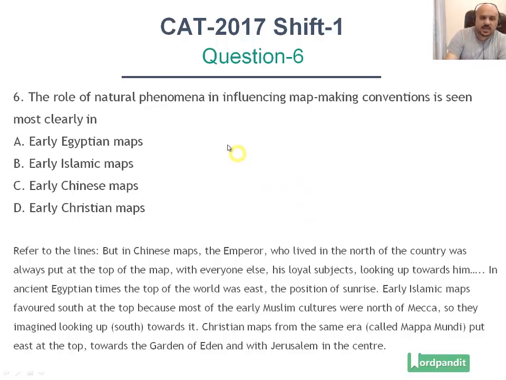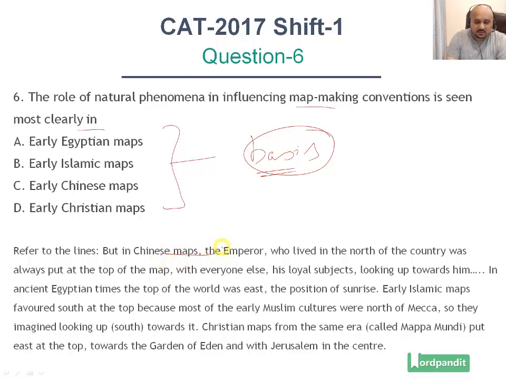In this video we have the question: the role of natural phenomena in influencing map making conventions is seen most clearly in. So basically for these four types of maps you need to identify the correct basis. If we refer to the passage, you'll remember that the Chinese maps were built basically because they wanted to show respect to the emperor. So this was not connected to natural phenomena.